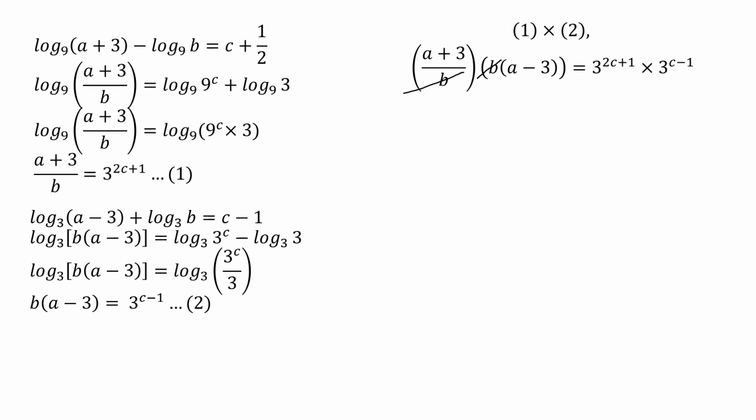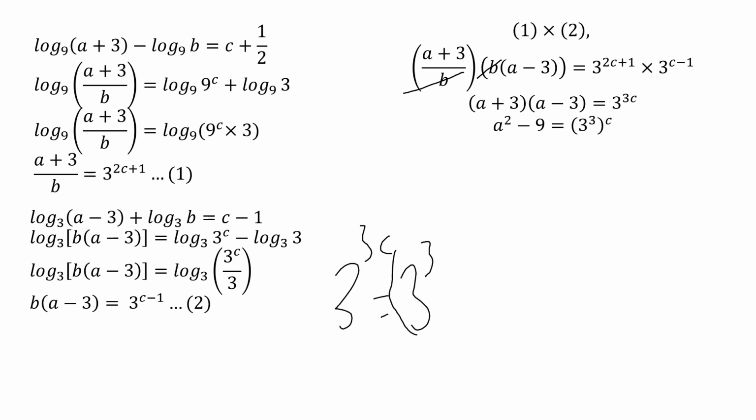Now, we get a plus 3 multiplying a minus 3. Do you remember anything like this? Yes, difference of two squares. So we get a squared minus 3 squared, and that is a squared minus 9 is equal to 3 to the power 3c. Now, anytime you have something like this, 3 to the power 3c is the same as 3 to the power 3, all to the power c. And we know 3 to the power 3 to be 27. So we get a squared equals 9 plus 27 to the power c.